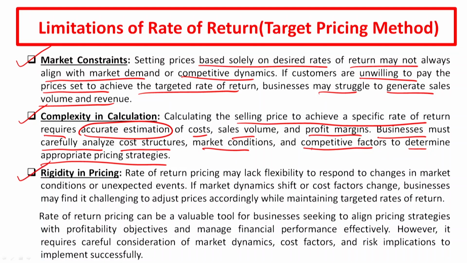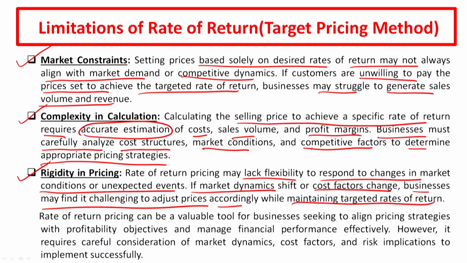The third point is rigidity in pricing. The rate of pricing may lack flexibility in this rate of return method to respond to changes in market conditions or unexpected events. If market dynamics shift or cost factors change, businesses may find it challenging to adjust prices accordingly while maintaining the targeted rate of return. As we have already talked about, ROI is predetermined here, but if the market changes, there is a big challenge for the rate of return method to generate the same amount of ROI as predetermined, because the market change will have an impact on the product as well as the firm.